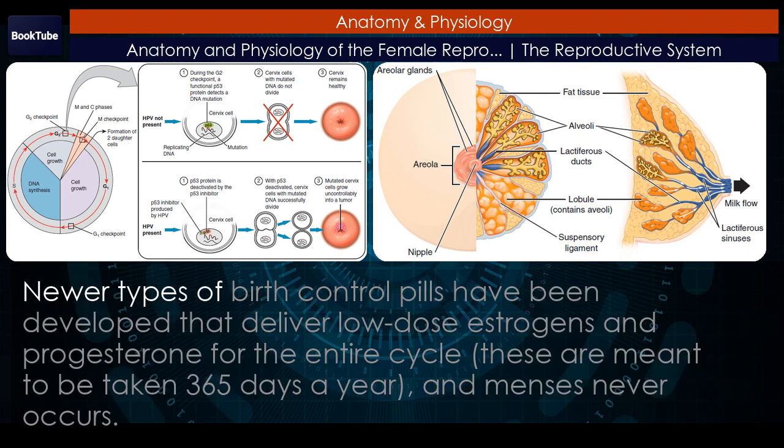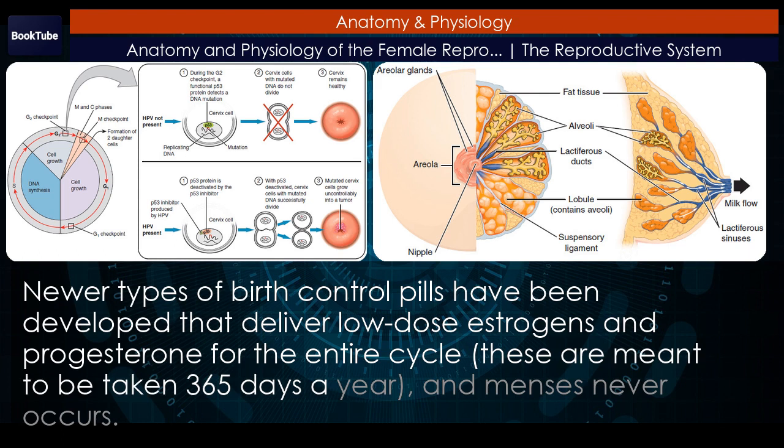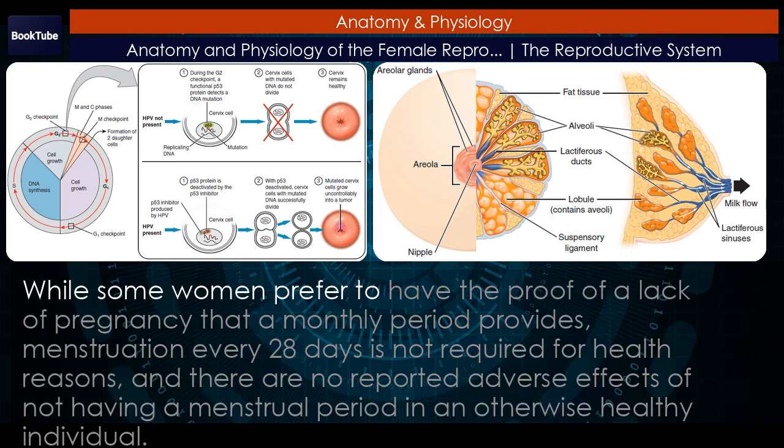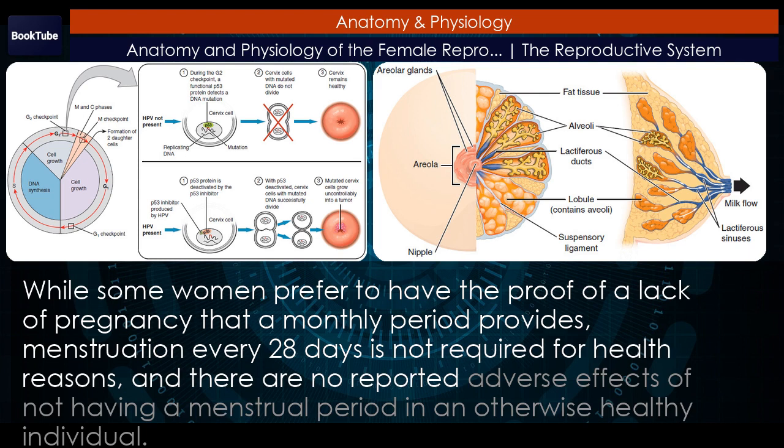Newer types of birth control pills have been developed that deliver low-dose estrogens and progesterone for the entire cycle. These are meant to be taken 365 days a year, and menses never occurs. While some women prefer to have the proof of a lack of pregnancy that a monthly period provides, menstruation every 28 days is not required for health reasons, and there are no reported adverse effects of not having a menstrual period in an otherwise healthy individual.